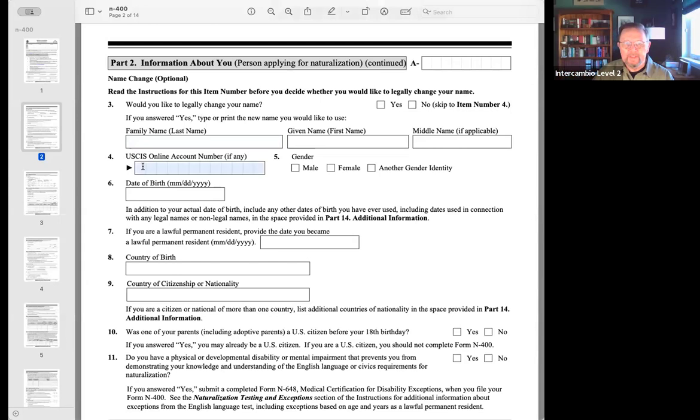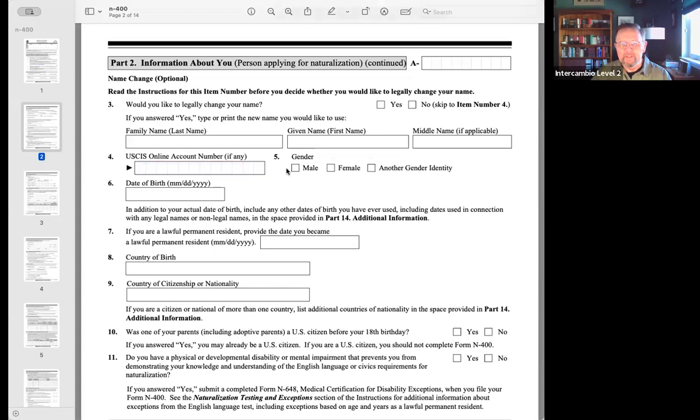Number four is this USCIS online account number, if you already have one. It's possible you do. Maybe you started this whole process outside the country at a consulate or something. But most people don't already have an account number. And if you don't have one, you put NA for not applicable.